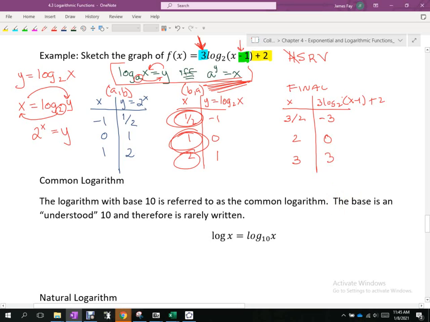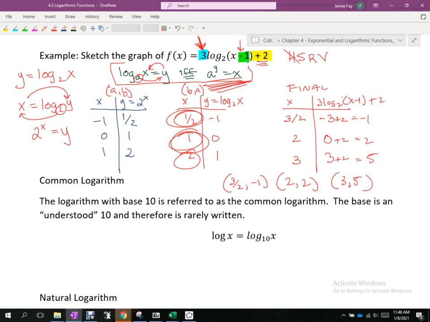And the only thing that I haven't addressed now, we don't have a reflection, so we'll skip that one, is our vertical movement, right? So if I do my vertical movement, that means I'm going to add 2, but what do I add 2 to? What coordinate? The y. So I'll add 2 there, I'll add 2 there, I'll add 2 there. So it's going to give me negative 1, it's going to give me 2, it's going to give me 5, right? So if we plot the points 3 halves, comma negative 1, 2, comma 2, 3, comma 5. Okay? Those should be points that are on our logarithm.